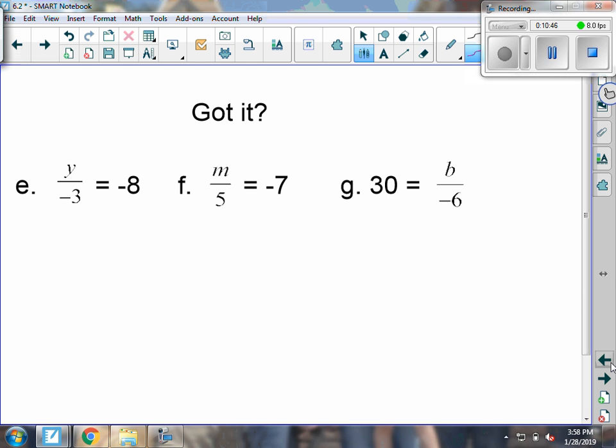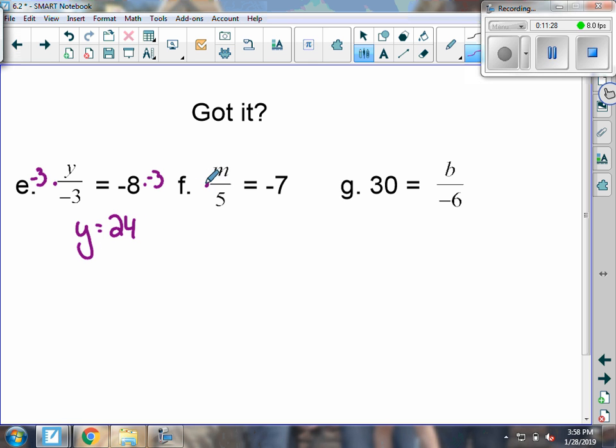Okay, do your best to solve these using the multiplication property of equality. Okay, so for e, we have y over negative 3 is equal to negative 8. We multiply both sides by negative 3, and we get y is equal to 24.